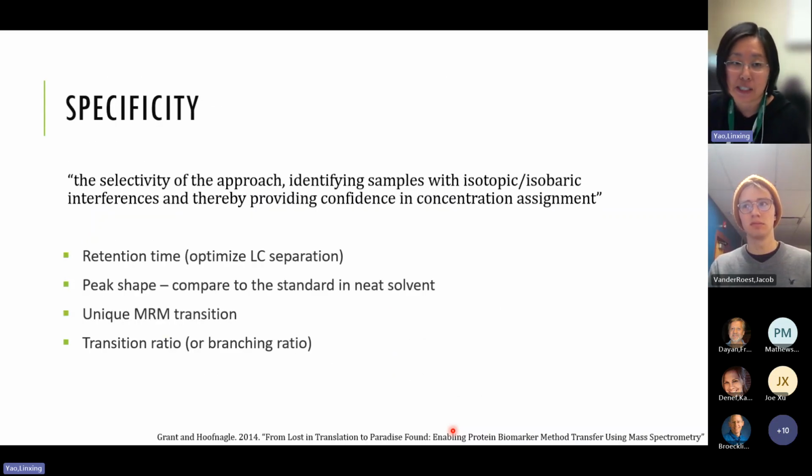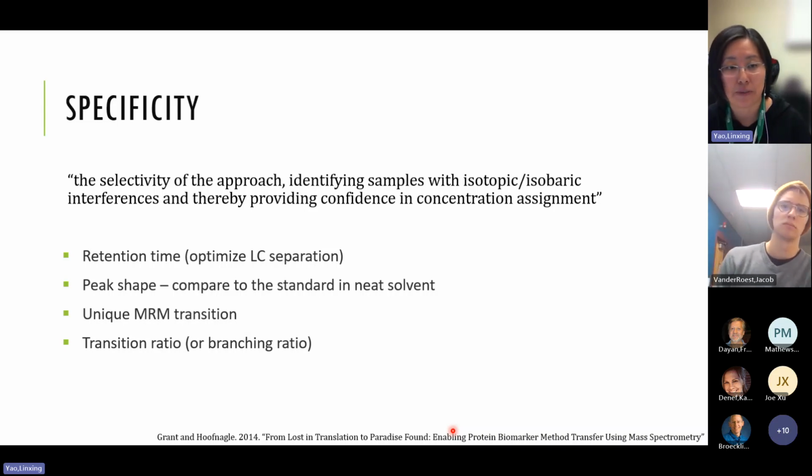For specificity, it is the selectivity of the approach, identifying sample with isotopic, isobaric interference, and thereby providing confidence in concentration assignment. We could use retention time, peak shape, MRM transition, as well as the transition ratio to evaluate this method specificity.